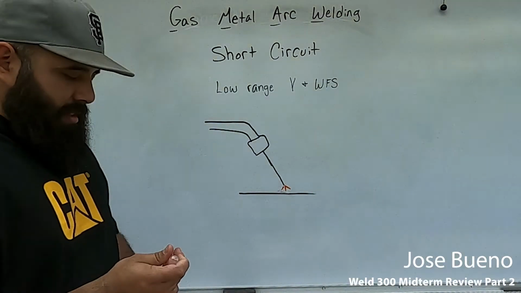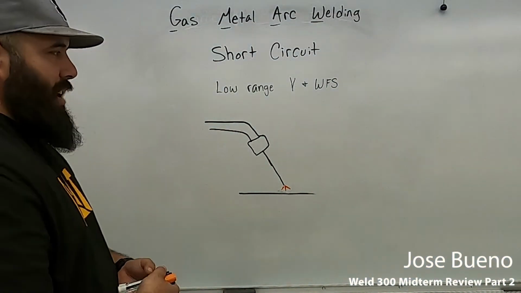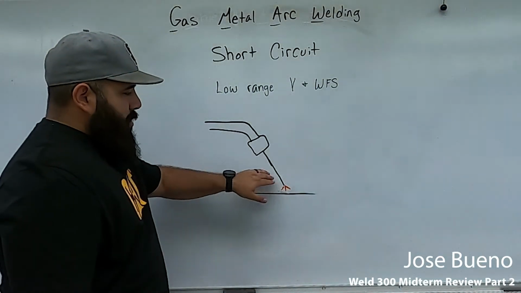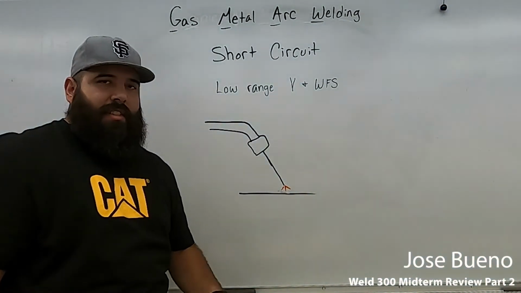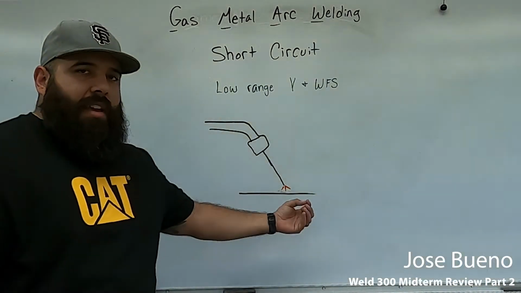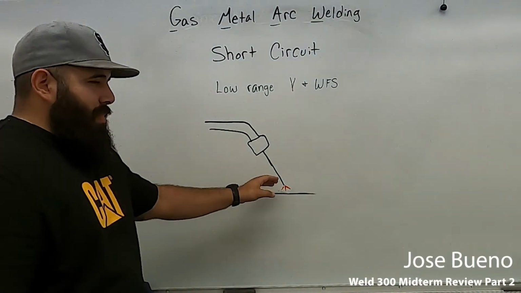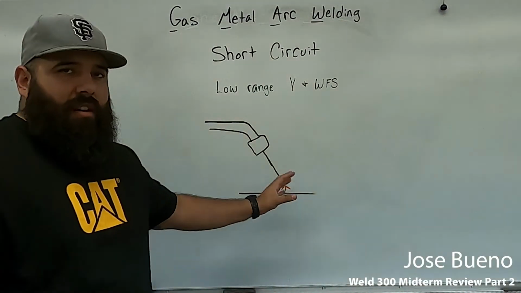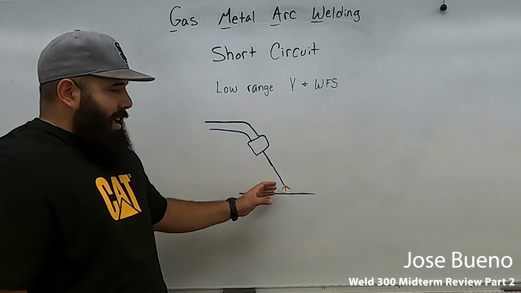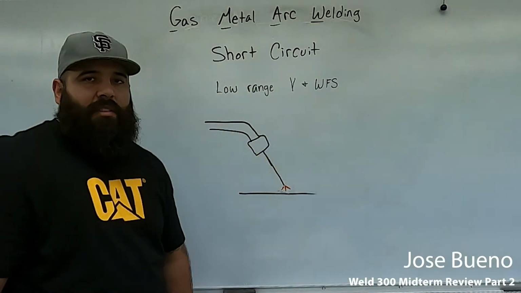Now this happens hundreds of times a second, depending on the settings. So this is the reason why it's called short circuiting, because essentially every single time the electrode hits the base metal, it short circuits. So a bit of it pinches off, an arc is created, and that allows the piece of electrode to melt into the base metal.